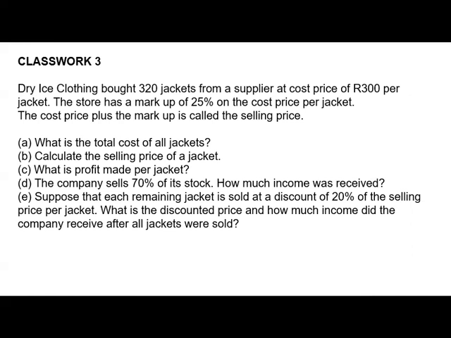What is the profit made per jacket? The company sells 70% of its stock. How much income was received? Suppose that each remaining jacket is sold at a discount of 20% of the selling price per jacket. What is the discounted price and how much income did the company receive after all jackets were sold?